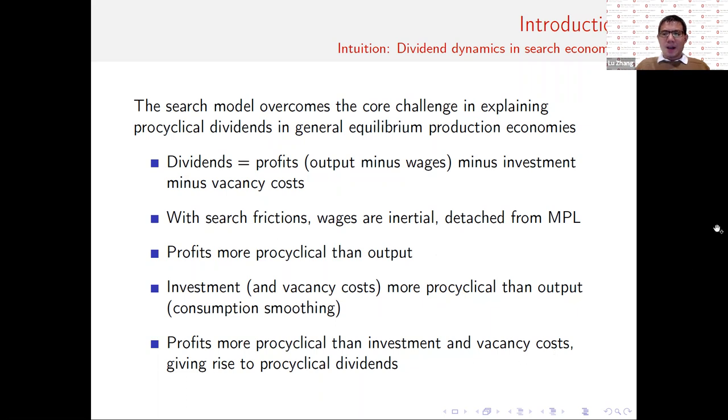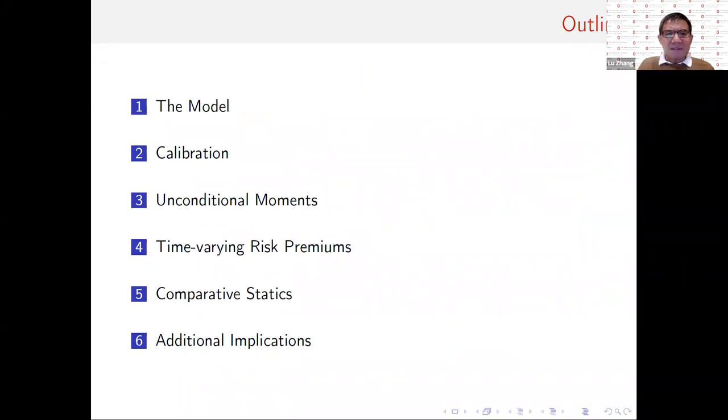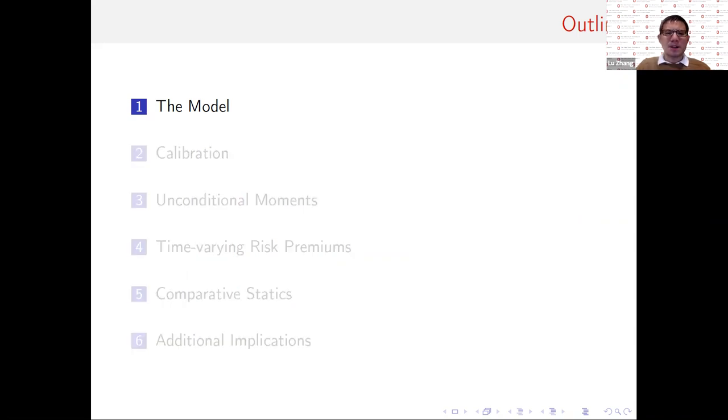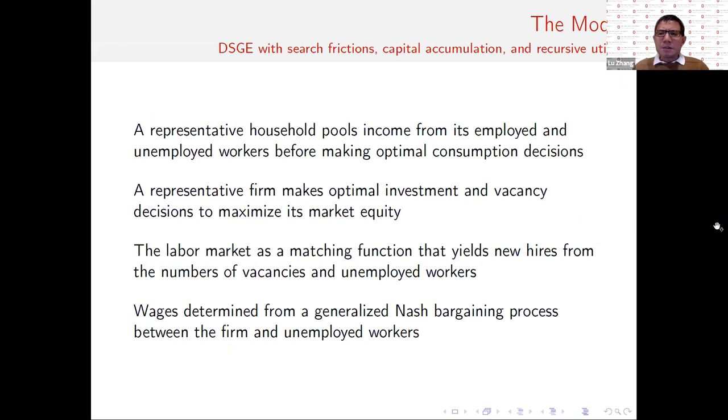And this is what we believe to be the answer, the key to the unified theory of asset prices and macroeconomic dynamics. All right, so now let's dive into the model. I'm going to dive into the model and then talk about the calibration and the quantitative results, all kinds of quantitative results, comparative statics, as well as some additional implications from the model, some of which are actually surprising. All right, so the overview of the model, and we like to keep the model as simple as possible.